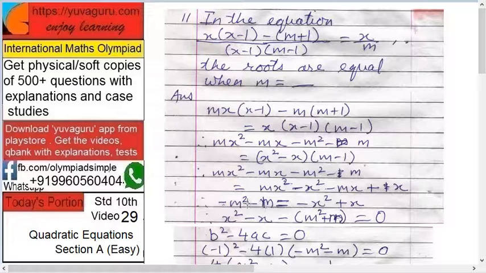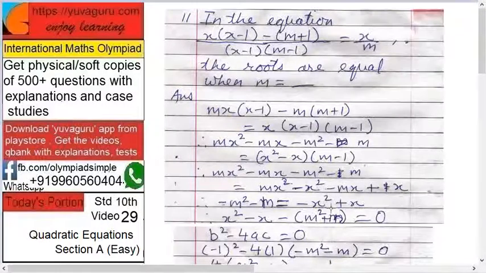Plus m. Take m square plus m on the other side. So it will be m square plus m and minus sign outside, right? So the equation will be x square minus x minus bracket m square plus m equals to 0. Now what is given? Roots are equal.